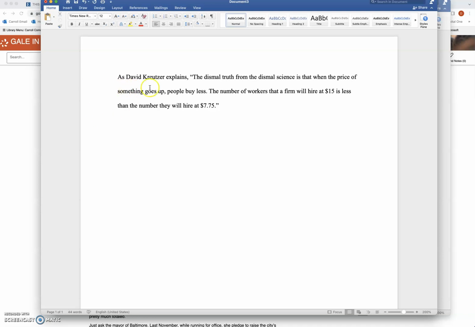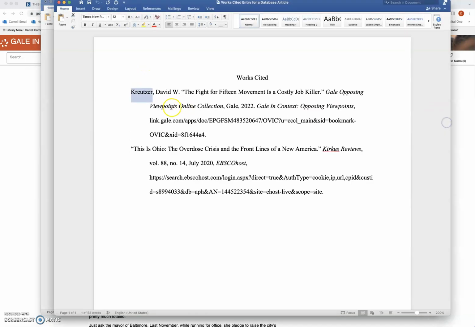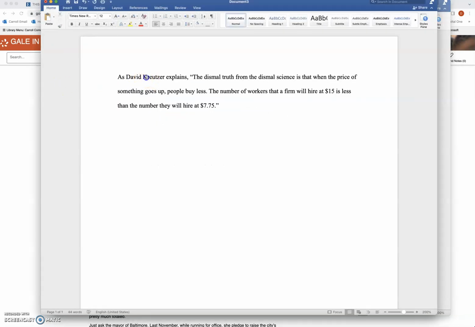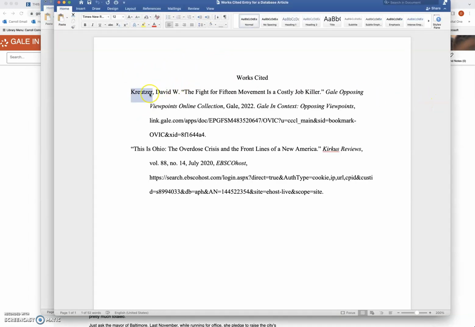And now I have that keyed system working because the first word of my entry is now in my signal phrase. And so I've done a correct in-text citation because the reader of my essay will see this name and be able to find it easily because it's the first word of one of the works cited entries.